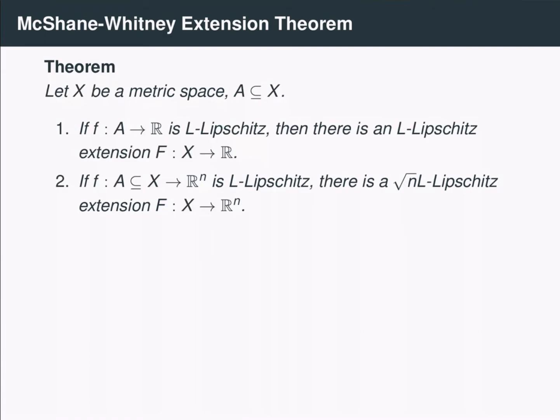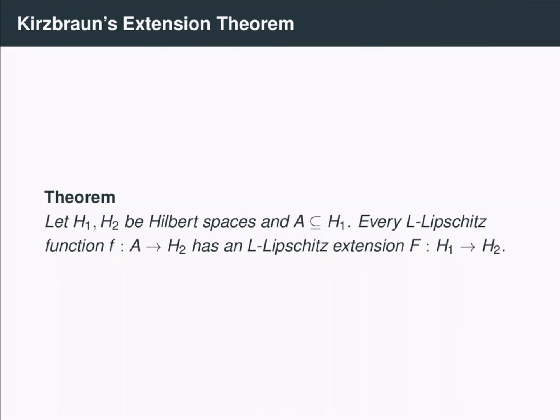Now, if instead we have a Lipschitz function from a subset of a metric space into n-dimensional Euclidean space, what we can do is apply the first part of this extension theorem to each coordinate and then combine the functions into a square root n times L Lipschitz extension. However, if our function is defined on a subset of a Hilbert space and it's mapping into another Hilbert space, then Kirszbraun's extension theorem says that we can extend this function to a Lipschitz function on the entire Hilbert space and without any change in the Lipschitz constant.